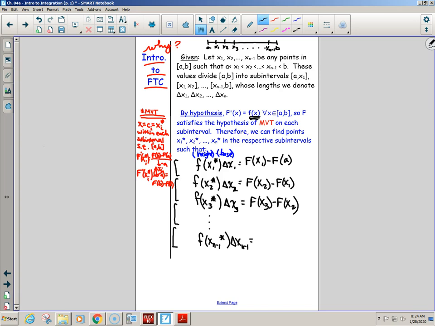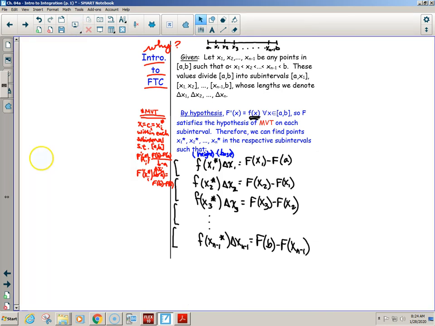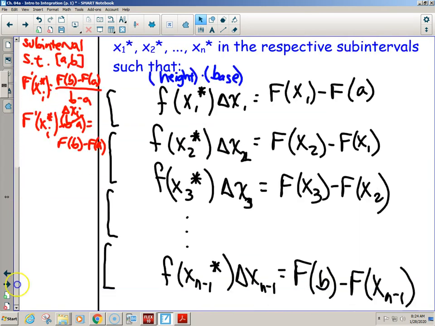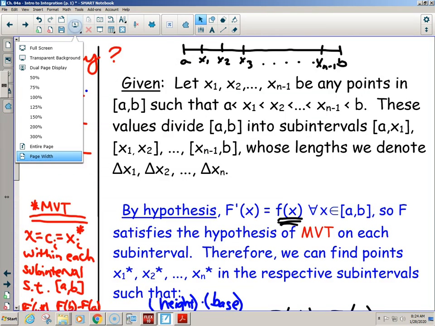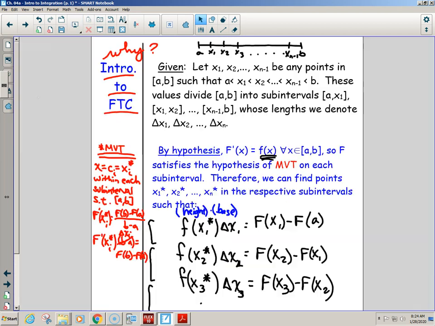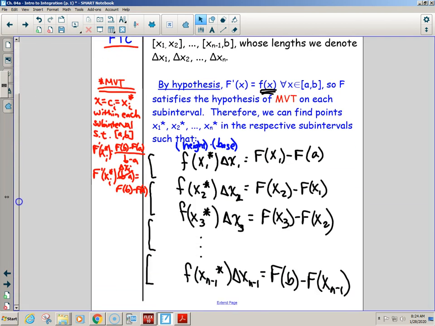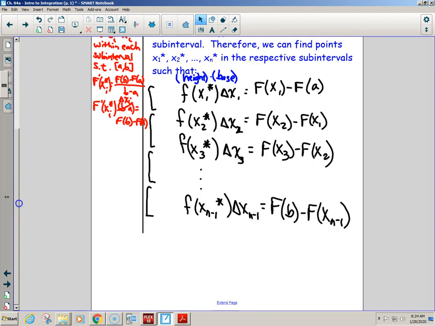So I'm going to end at f of b minus f of x sub n minus 1. You might not totally understand what I just did, but give me 1 second, and let me show you what technically was right before: f of x sub n minus 1. It's kind of hard to see if I just land there.